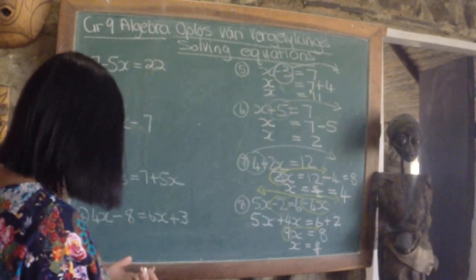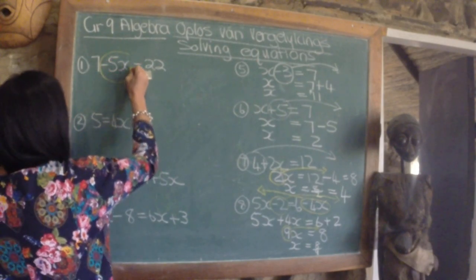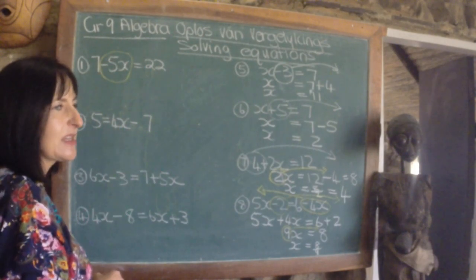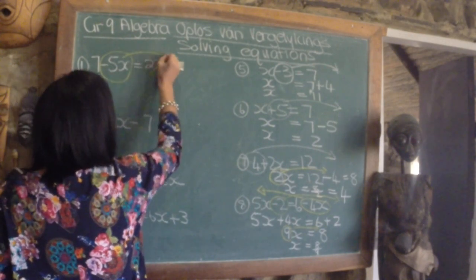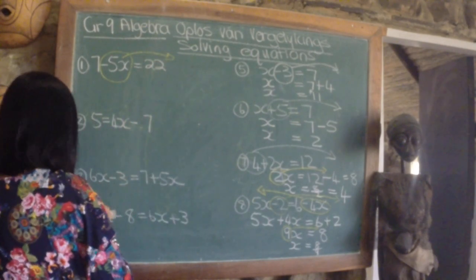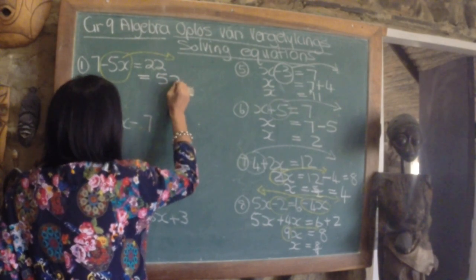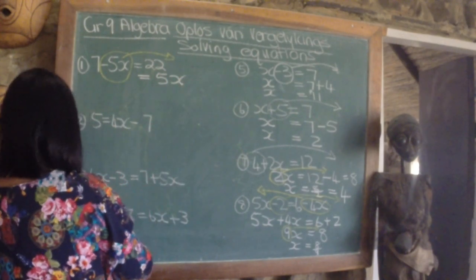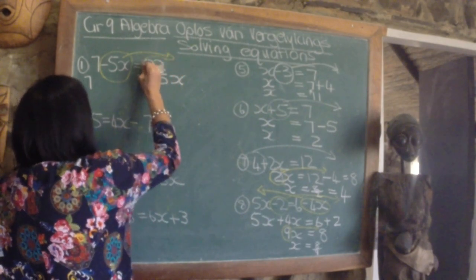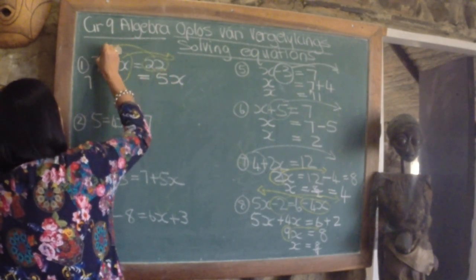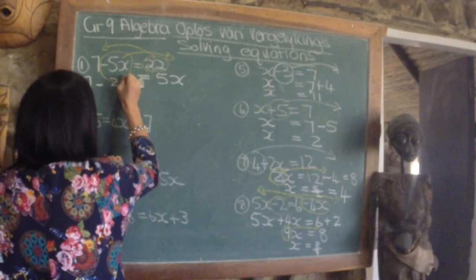Let's go to this side now. This minus 5x is not so nicely because it's a minus. Minus 5x, dit lyk nie mooi nie. Kom ons gaan en ons vat hom na daai kant toe. Want wat gebeur as ek hom na daai kant toe vat? Hy word 'n plus 5x. Nou kan ek die 7 hierdie kant hou en ek kan die 22 hierdie kant toe vat. So die 22 word nou minus 22.